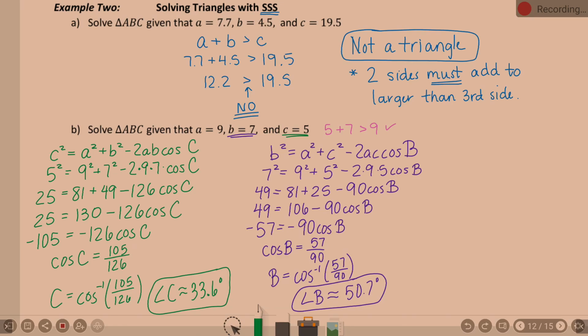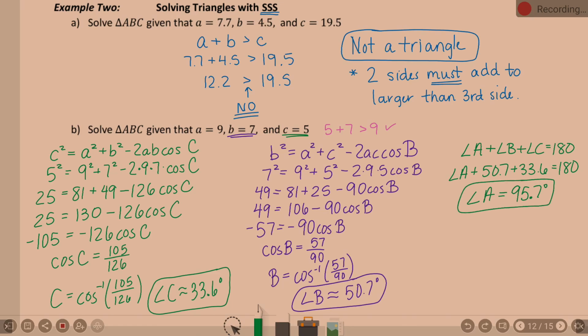And how do we need to find the final angle? Subtract from 180. All three angles in a triangle always add up to be 180. So it's going to be angle A plus 50.7 plus 33.6 equals 180. Angle A works out to be 95.7 degrees. And this next one's actually accurate.